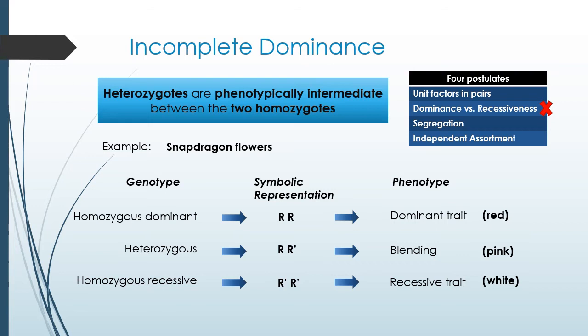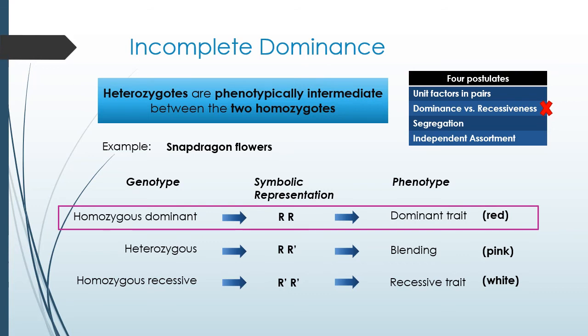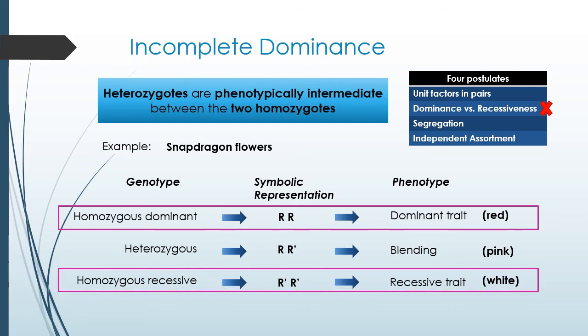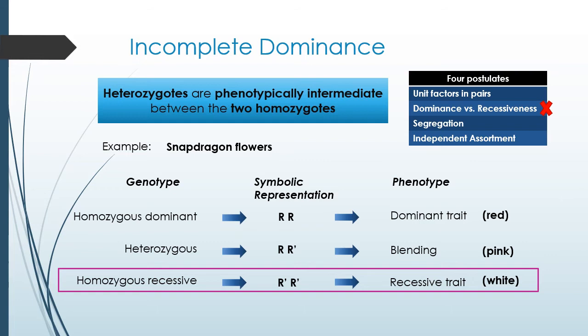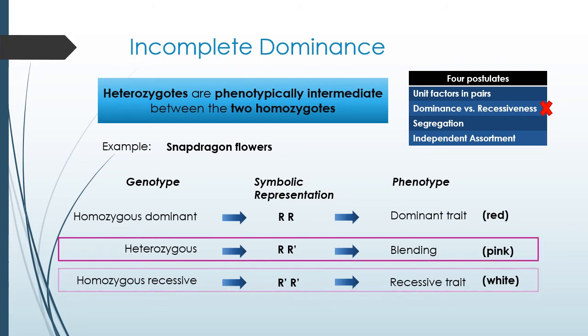An individual which is homozygous dominant will have the dominant trait expressed as its phenotype. In the case of snapdragon, a homozygous dominant plant will have red flowers. Meanwhile, a homozygous recessive individual will have its recessive trait expressed as its phenotype. Again, in the case of snapdragon, a homozygous recessive plant will have white flowers. However, a heterozygous individual will not bear the trait that the dominant allele codes for, as in Mendelian inheritance. Instead, the resulting phenotype will be intermediate between red and white colors, which is pink.